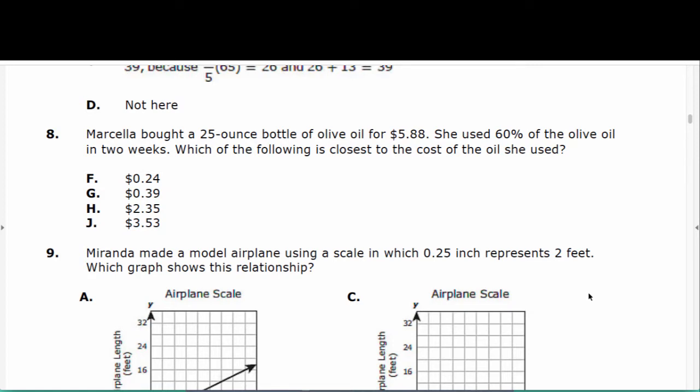Question 8. Marcella bought a 25-ounce bottle of olive oil for $5.88. She used 60% of the olive oil in 2 weeks. Which of the following is closest to the cost of the oil she used? F. 24 cents. G. 39 cents. H. $2.35. J. $3.53.